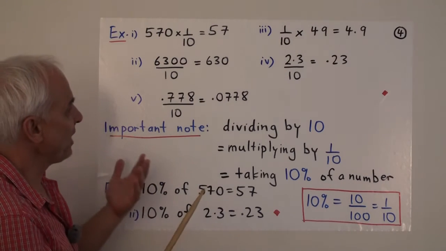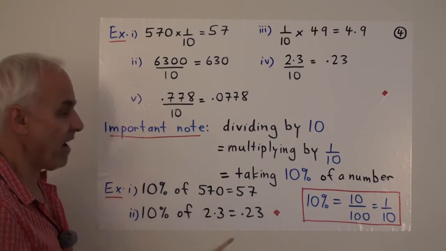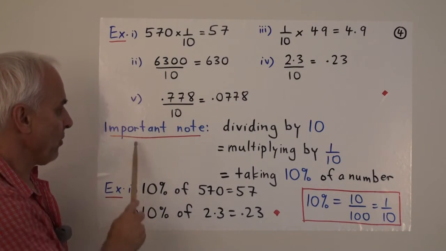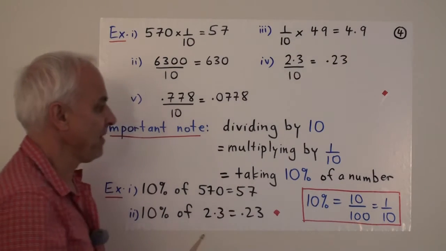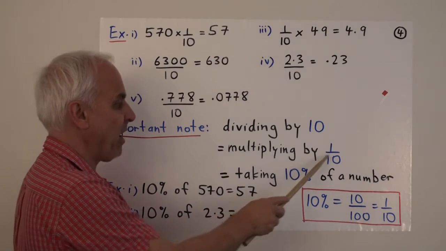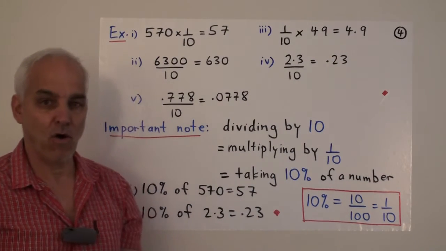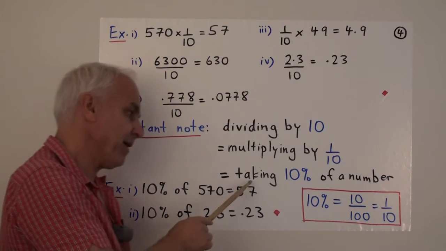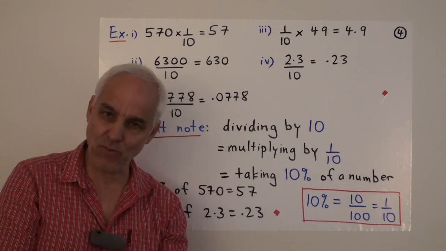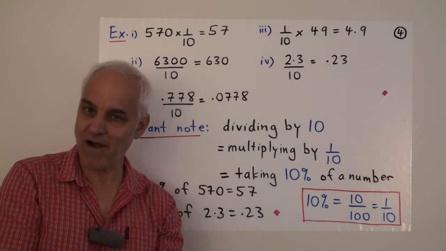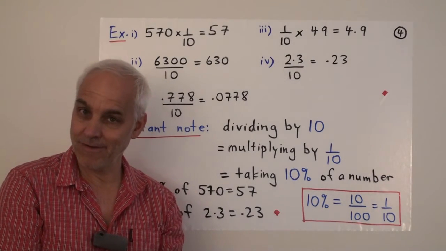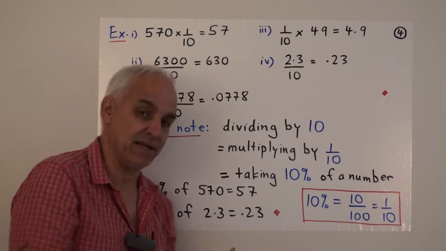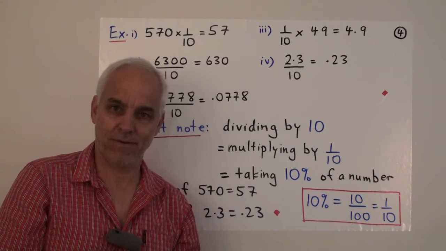So these are different ways of thinking about dividing by 10. Dividing by 10 is really the same as multiplying by 1 over 10. And let me just point out that there's a third way of thinking about what dividing by 10 is: it's taking 10% of a number.